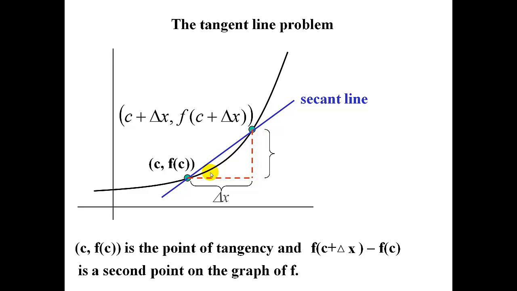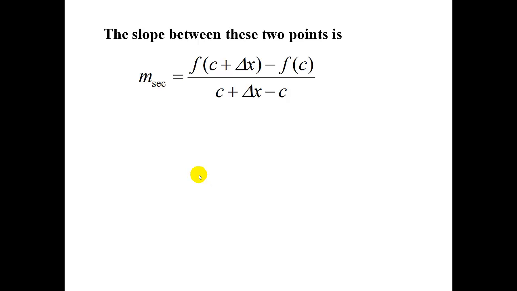And that point c plus delta x and f of c plus delta x is some arbitrary distance delta x away on the horizontal axis. We're bringing that second point closer and closer to the first point. We eventually wind up with the tangent line. So the slope between those 2 points is given by y2 minus y1 over x2 minus x1. Here's the y and x coordinates of the second point that we chose that's delta x away, and here is the y and x coordinates of the first point.